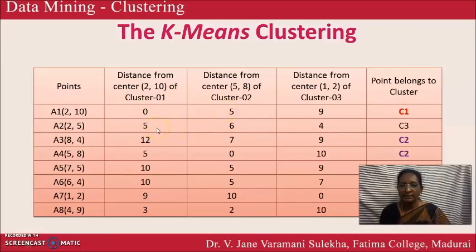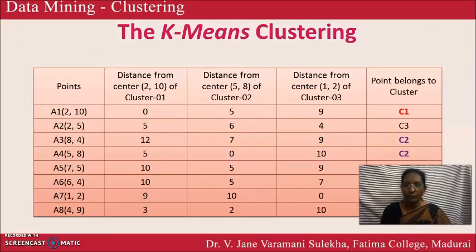The next one, let's see, 5, 6, 4. So, this point is near to cluster 3. So, we are marking this point as C3. That is, this point is near to cluster 3. Now, the third row, 12, 7, 9. So, here, 7 is near to cluster 2. So, we are marking the A3 point as C2.